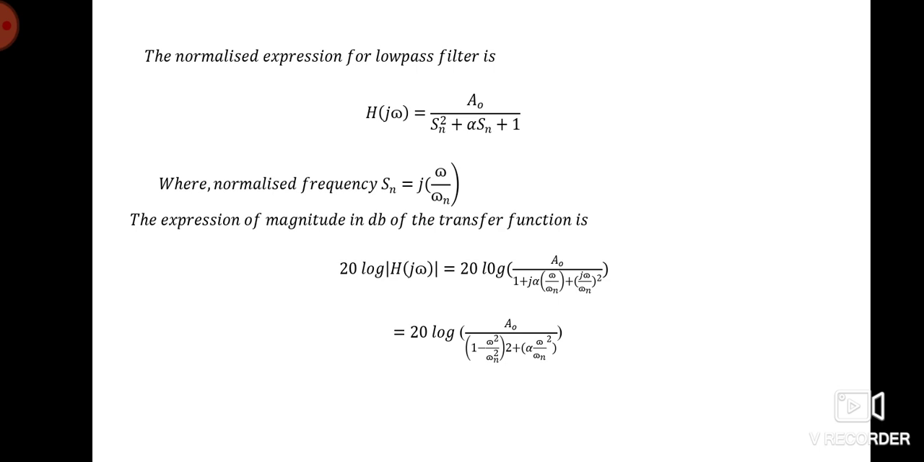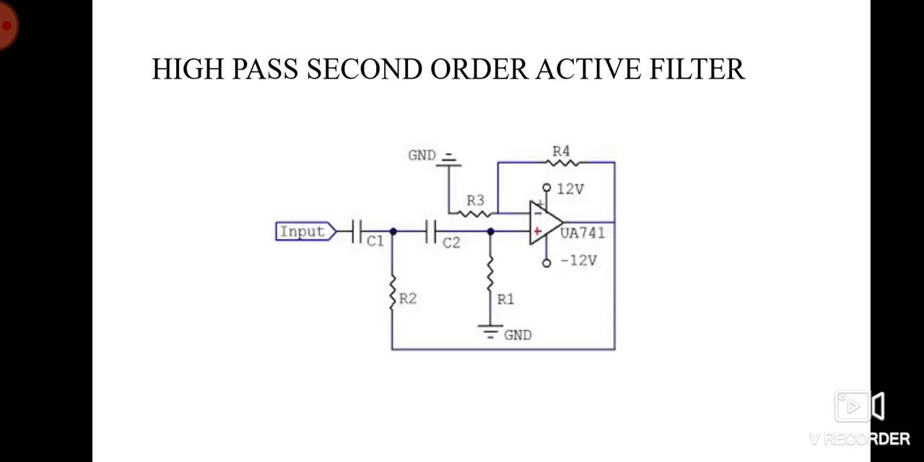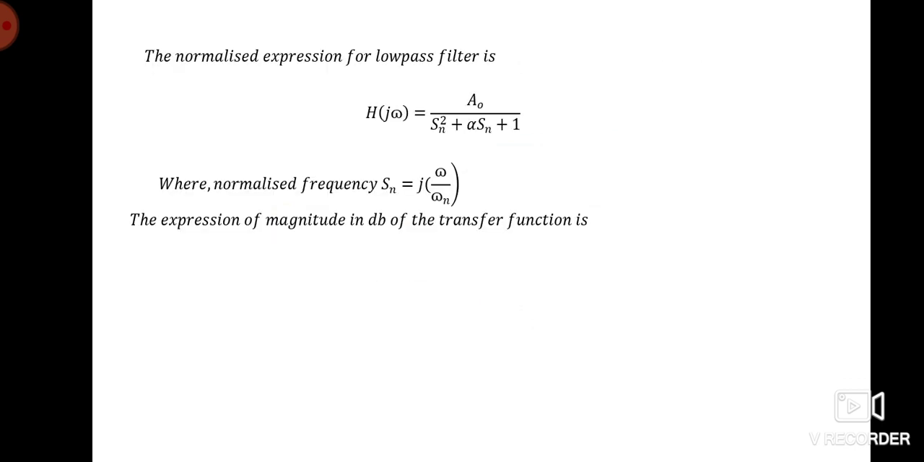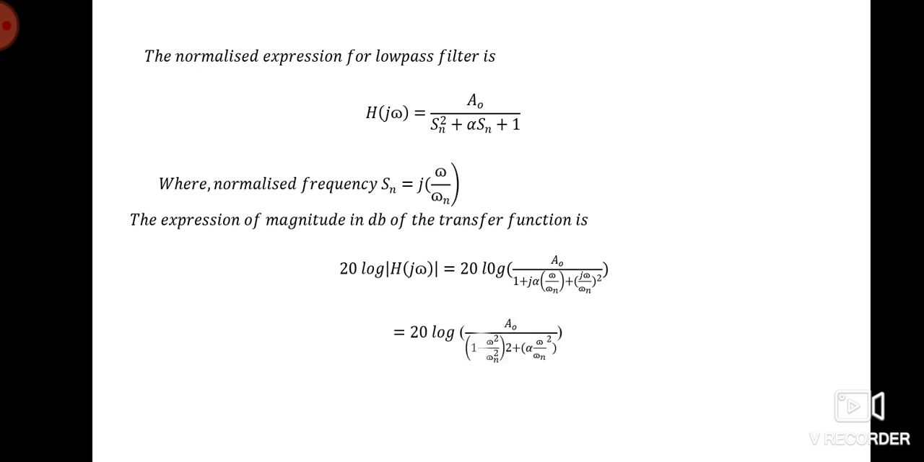Here I am separating the imaginary and real terms. We get this value, therefore this is the simplified equation. The expression for the magnitude in dB for the transfer function can be given by 20 log of A naught divided by root of (1 minus omega square by omega n square) whole square plus (alpha omega by omega n) square.